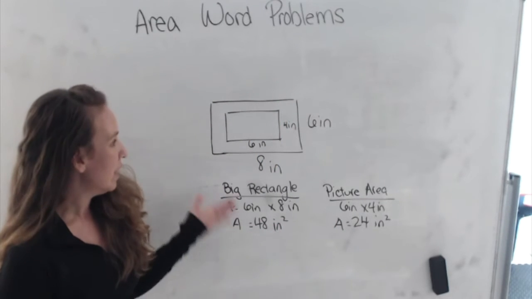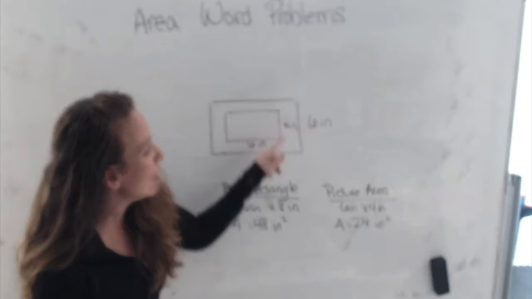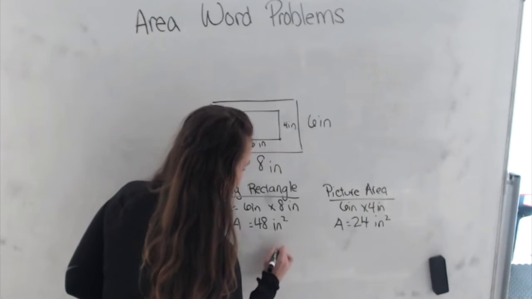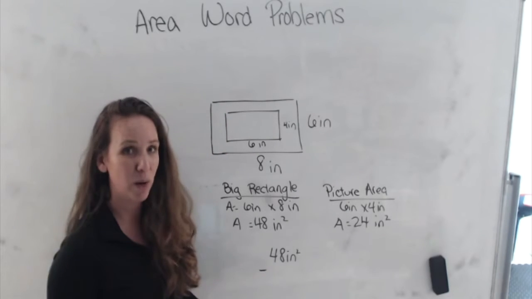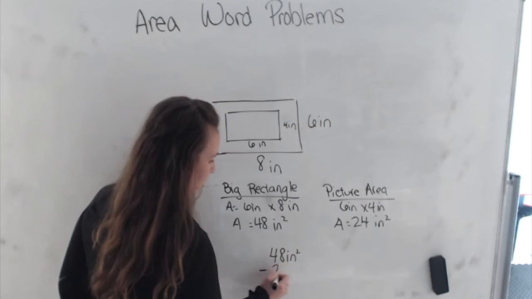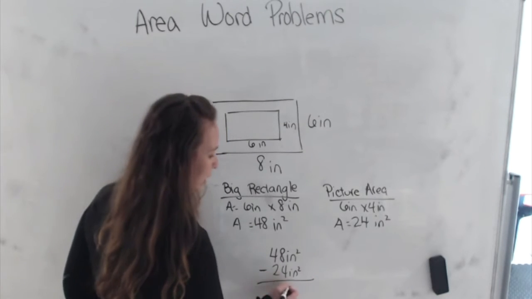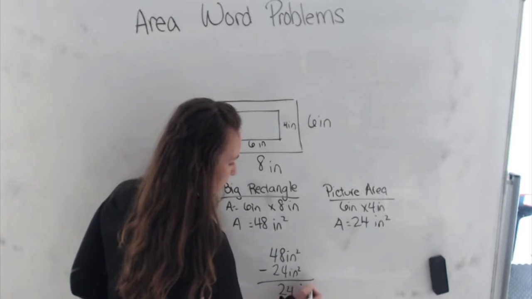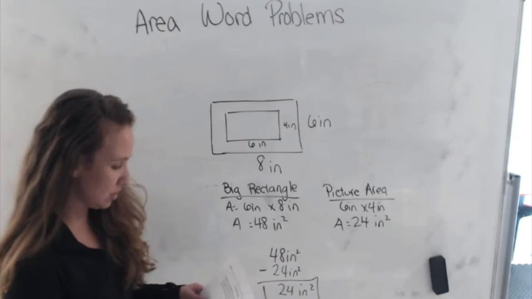So, if I have the big rectangle is 48 inches and I cut out 24 inches, what's left? 48 inches squared, and I'm going to cut out, meaning I'm going to take away or subtract 24 inches squared, and I get 8 minus 4 is 4. 4 minus 2 is 2. 24 inches squared. And again, we boxed our answers so our teacher knows what the answer is.